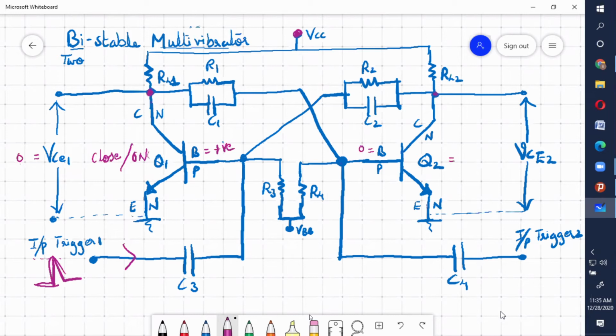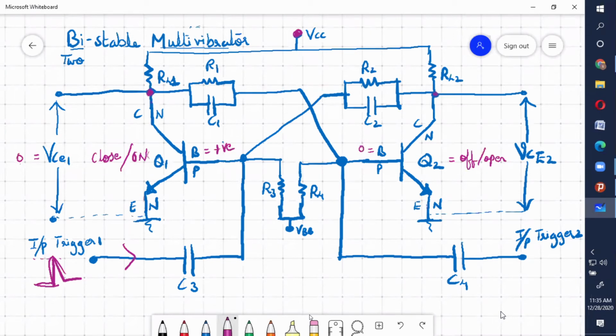This is an NPN transistor. So for this transistor to be on, the base should have what value? A positive value. But you are having 0. So the transistor is in which mode? Off. Off means it is an open switch. If it is open, it means that collector and emitter are not shorted.